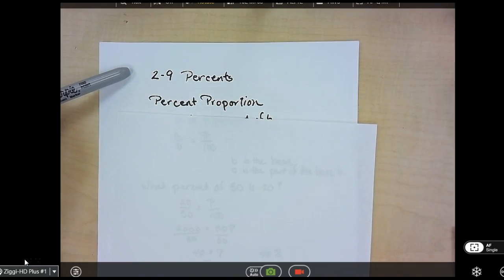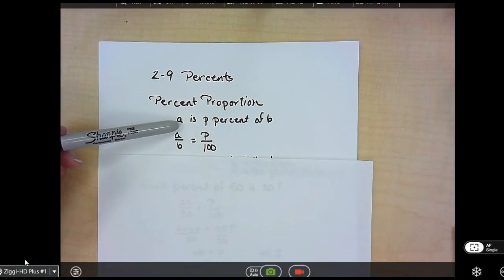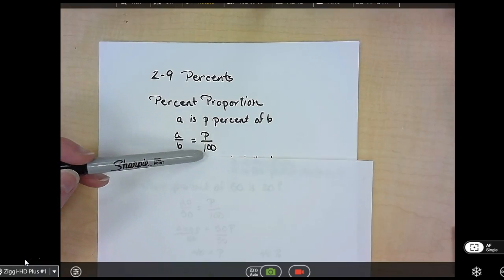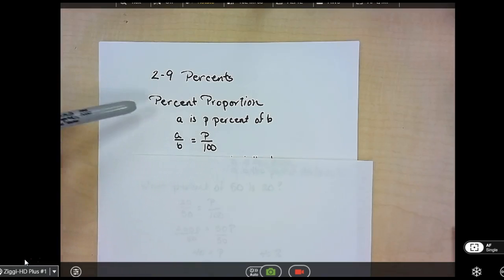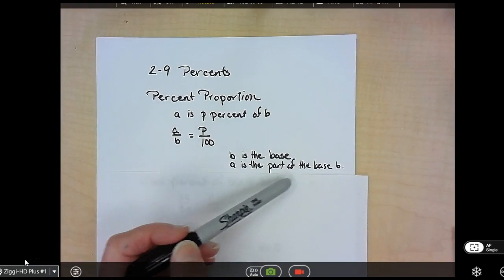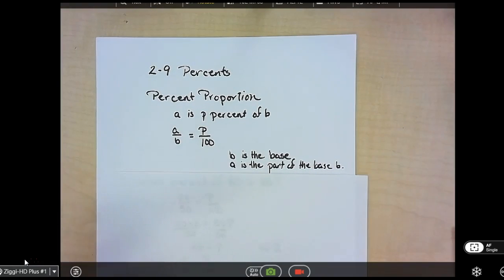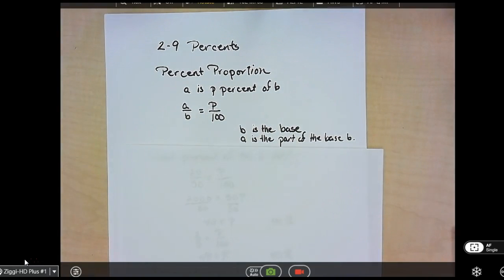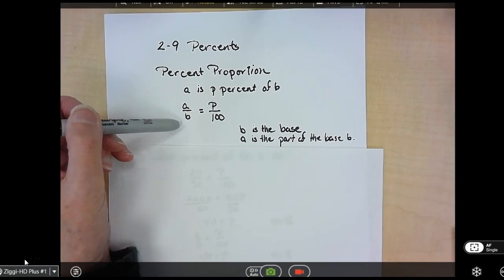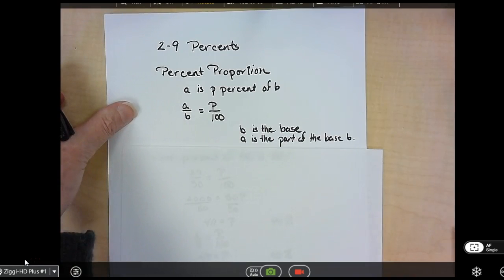With the first percent proportion, they want you to set up your A is P percent of B as the ratios A over B and P over 100. When you set them equal, then they become a proportion. B is your base, and A is the part of the base. Some people look at this as the is over the of, because the numbers follow the is and the of.